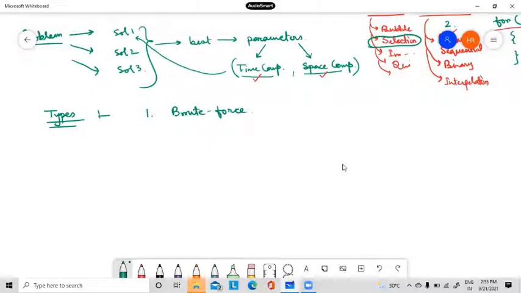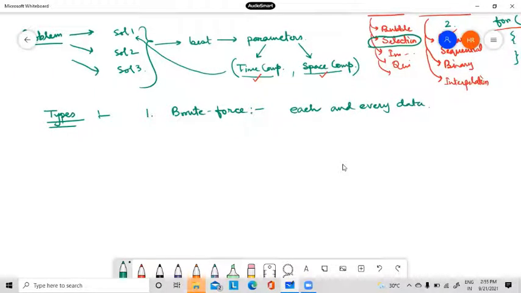Now, brute force type of algorithm, actually what is happening in case of brute force type of algorithm, here we are going to check each and every data. Each and every data will be checked.